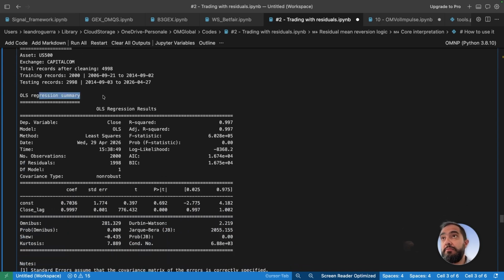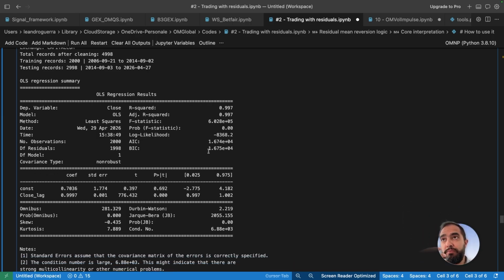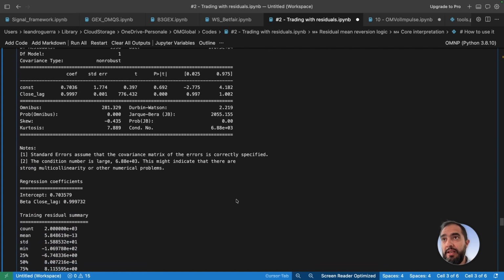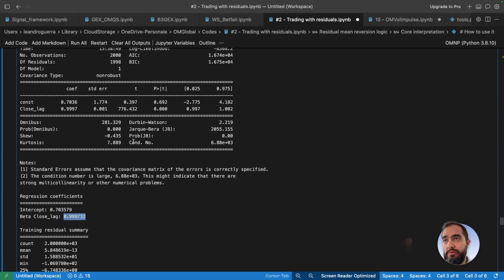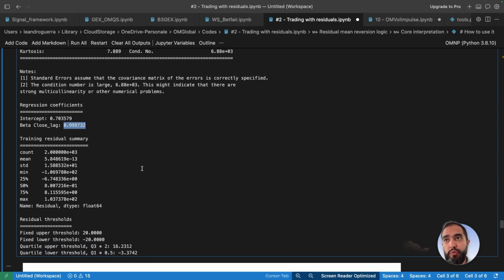This is just the summary of the regression. Of course, the R squared is going to be very high because the regression is against the lag of the signal that we have. So I do not expect anything different in this case. The coefficients: the intercept is 0.7 and the beta close lag is 0.997 32. So very close to 1, demonstrating that we have a very high dependency, or level of explanation, of the current close by the previous one.